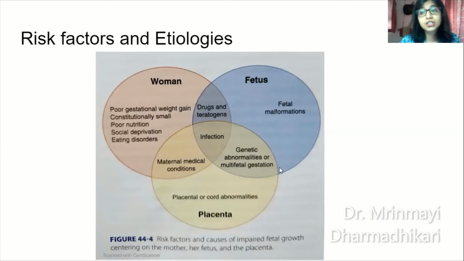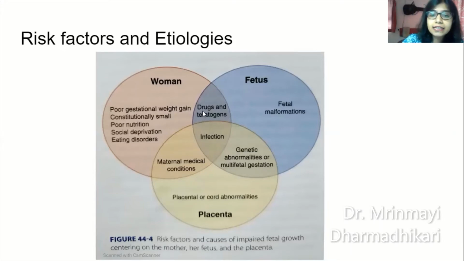Multifetal gestation we have seen at length in my previous lectures, and as the number of fetuses increases, there is a higher chance of growth restriction because of in utero crowding. Secondly, especially in twin gestation with monochorionic placentation, because of the presence of placental vascular anastomosis, there is a higher chance of one of the babies having an IUGR, which is also called discordant growth.